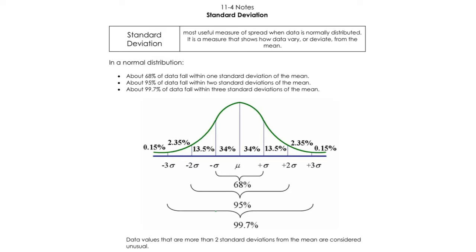Alrighty guys, in 11-4, we're going to be talking about standard deviation. So the definition of standard deviation is the most useful measurement of spread when data is normally distributed. So this only works when you have that perfectly symmetrical data across where your data is spread. So it's a measure that shows how data varies or deviates from the mean.